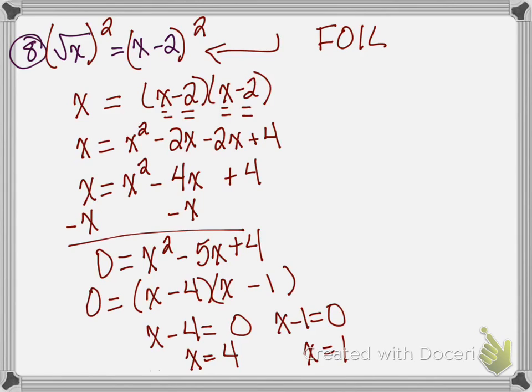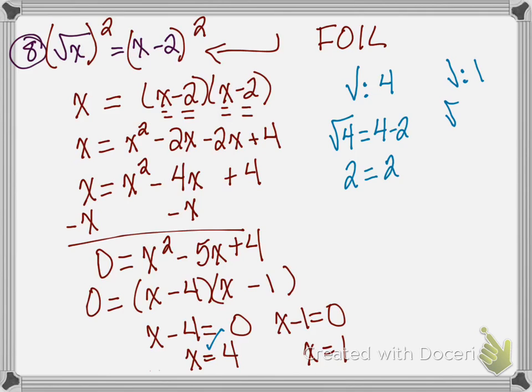Okay, but we have to make sure the check works. So I'm going to check 4 first. So I've got the square root of 4 equals 4 minus 2. Okay, the square root of 4 is 2. What's 4 minus 2? 2. Okay, does it work? Yes, it works. So the 4 works. Okay, now I need to check the 1.